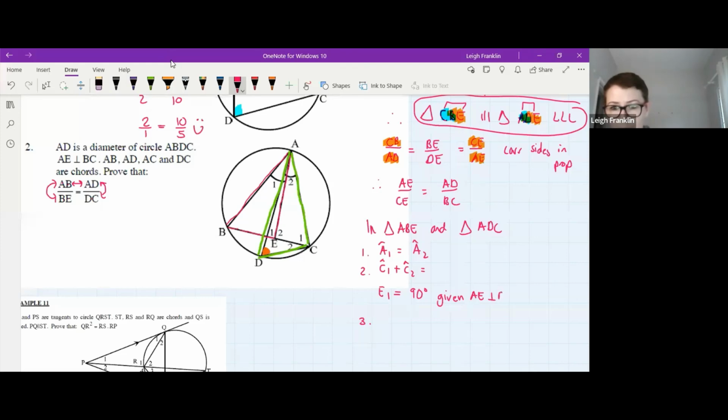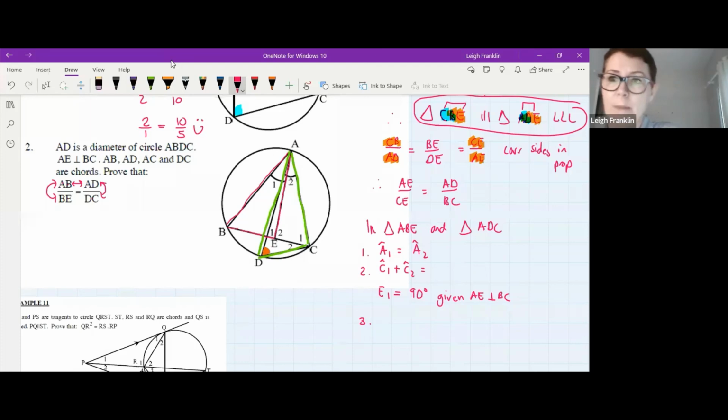Ma'am, I have a question. Go for it, Brolo. Ma'am, why didn't you use triangle AEC or triangle ABE? Okay, I am using triangle ABE. That's the one that I've highlighted in pink.